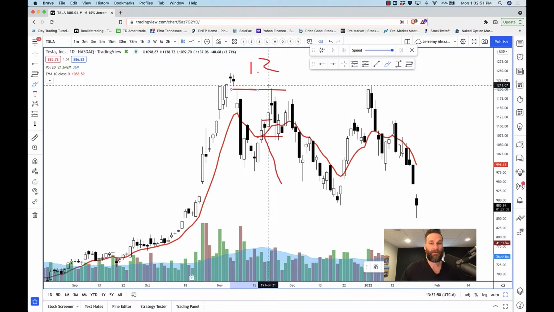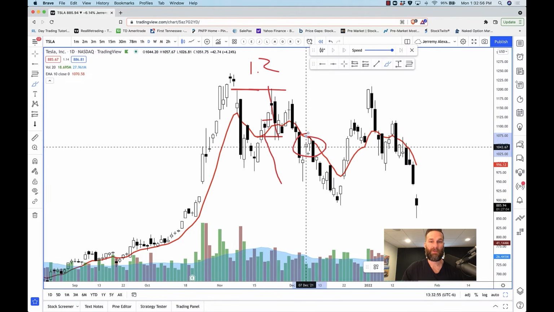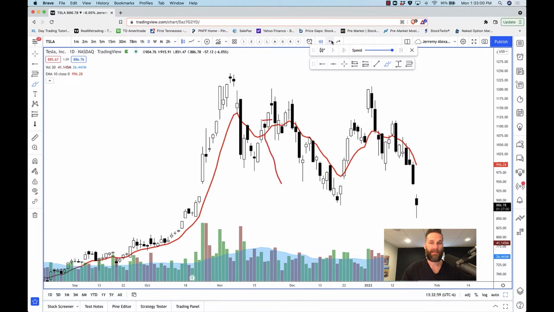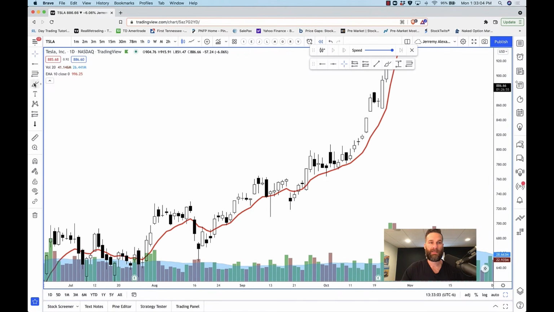Now, if you didn't exit, no big deal. You got stopped out and all is good. You lost small and you were able to play some bearish trades over here with these bull candles closing below the 10. Guys, this is easy. If we go back in time a little bit, here's some bear candles closing above the 10 EMA on Tesla. Bang, bang, bang, bang, bang, bang, bang.